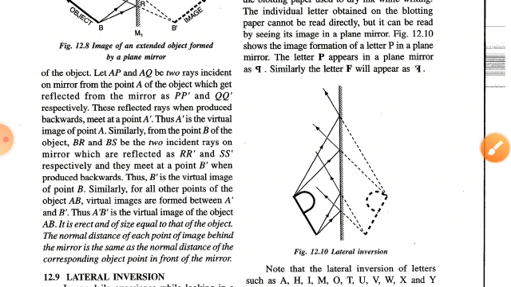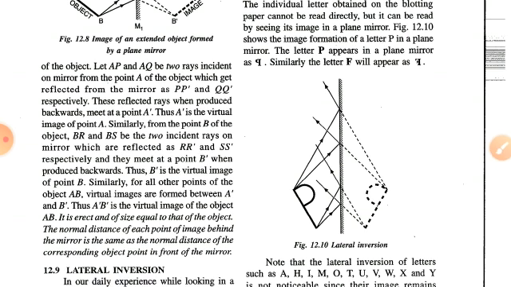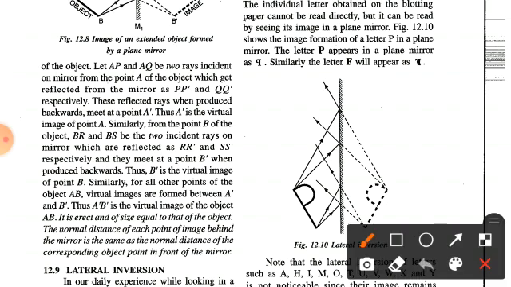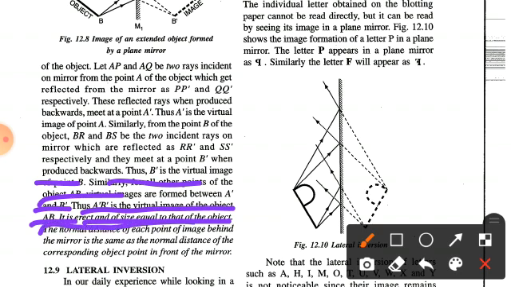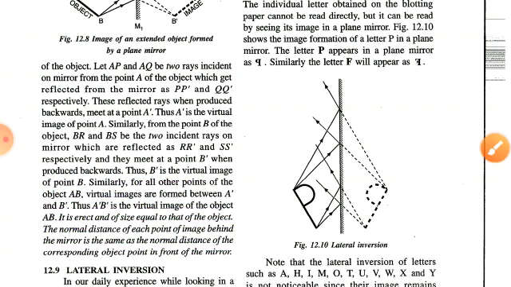So when produced backward, thus B dash is the virtual image of B. Similarly, for all other points of the object AB, virtual images are formed between A dash and B dash. So thus A dash B dash is the virtual image of the object AB. It is erect and of size equal to that of the object. The normal distance of each point of the image behind the mirror is the same as the normal distance of the corresponding object in front of the mirror.